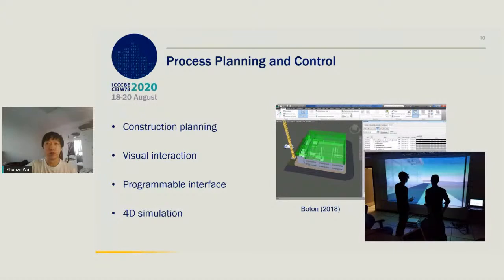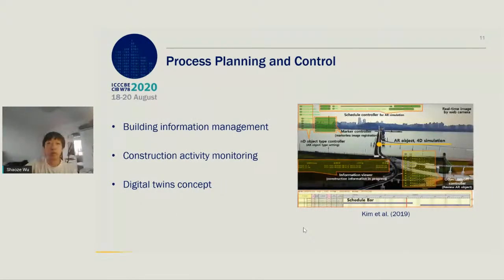BIM has been developing to adopt 4-dimensional scheduling and 5-dimensional cost planning, but it lacks a user-friendly interface with management functions. XR provides users with a programmable interface which can access the BIM models to check the construction activities, schedule, and cost. By superimposing the virtual model on the real site, the difference between the actual process and the construction plan can be intuitively obtained, which also provides the potential to achieve the digital twin concept.